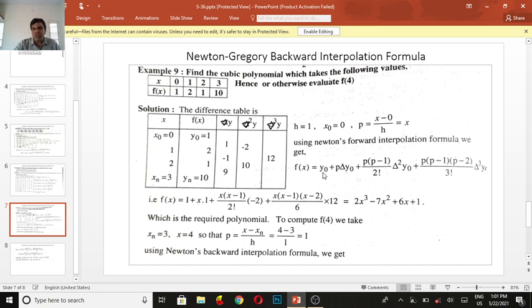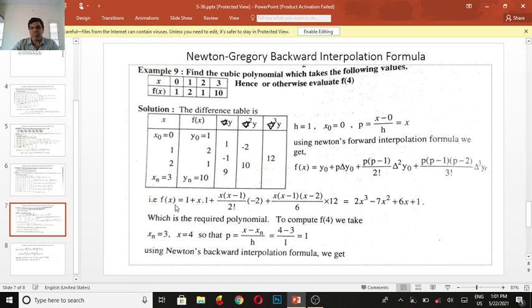So f of x equals y naught plus p delta y naught plus p into p minus 1 by 2 factorial del square y naught plus p into p minus 1 into p minus 2 by 3 factorial del cube y naught, etc. In the polynomial we are not given x in the form of powers, so whether forward or backward, we can express it in the form of a polynomial. We can use either the backward or forward interpolation formula.